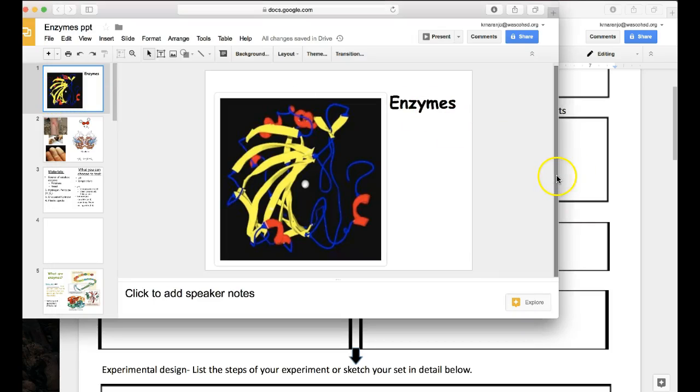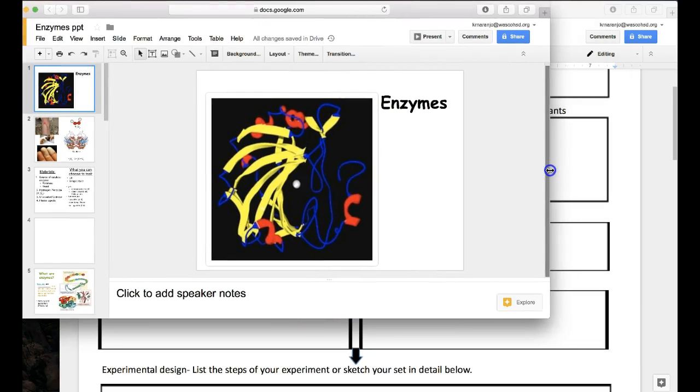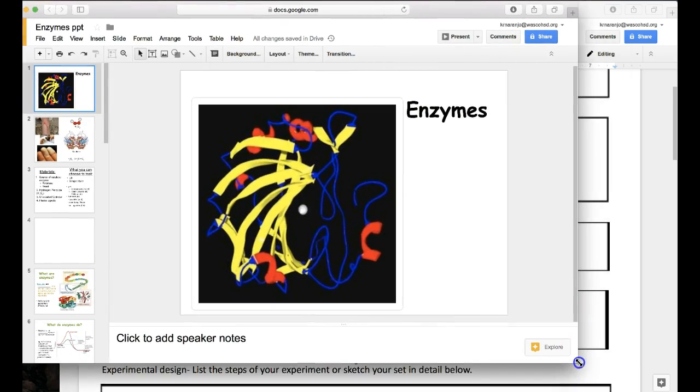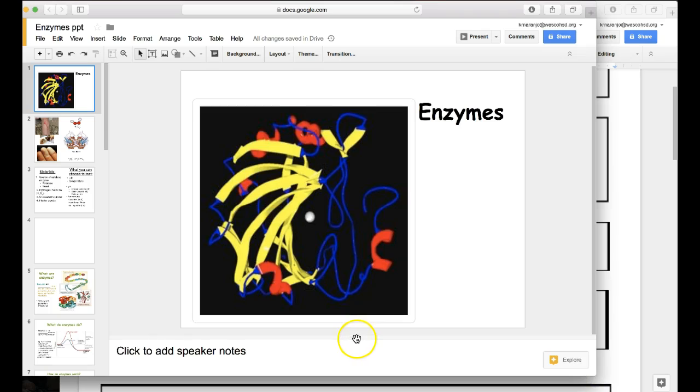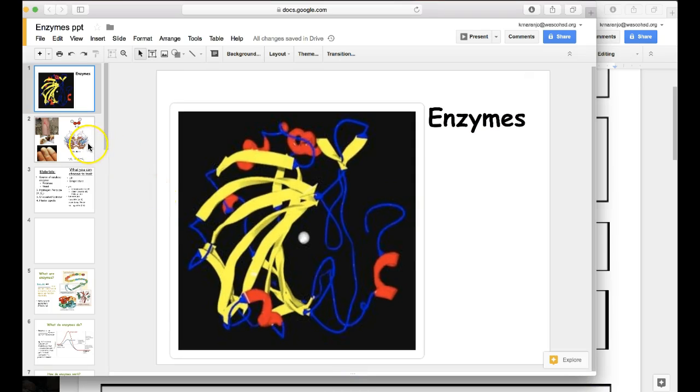Since you're going to be doing a lab on enzyme catalysis, I'm going to talk a little bit about enzymes. Enzymes are an example of a macromolecule. They are proteins. Proteins can have many different functions. They can function as enzymes. They can function as immunoglobulins or antibodies, which fight infections.